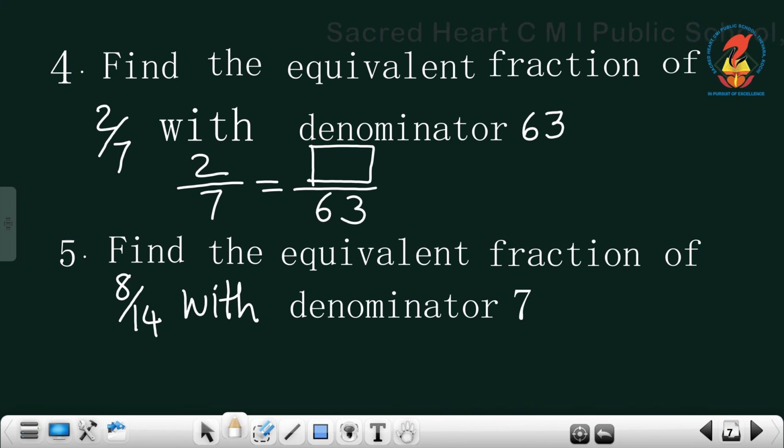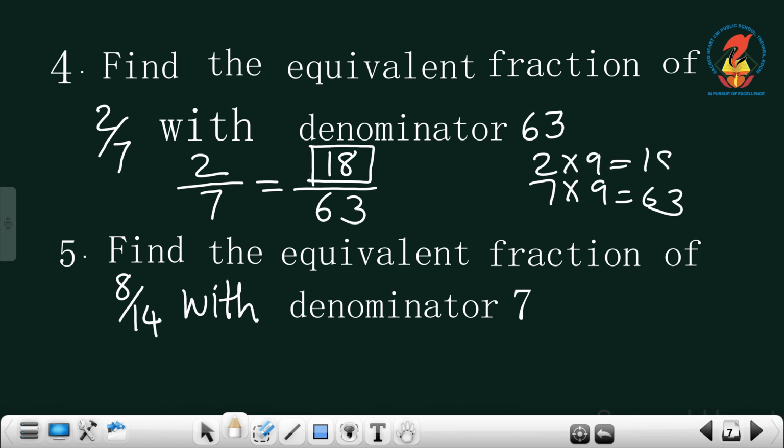7 9s are 63. For getting the equivalent fraction, we need to multiply or divide the numerator and denominator by the same number. Here into 9. So numerator also into 9. 2 9s are what? 18. Is it clear? Here 7 into 9 equals 63. So I need to multiply 2 also by 9. That is 2 9s are 18. Is it clear?